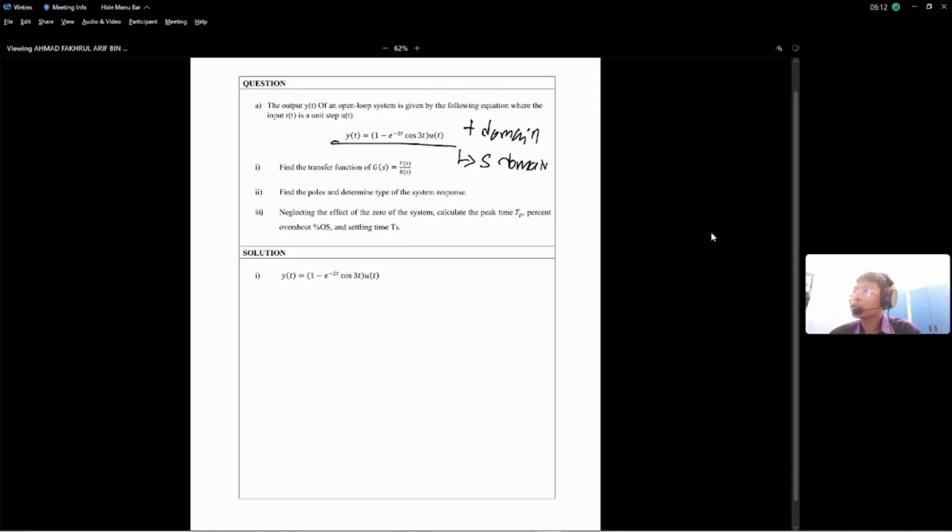Okay, so I will show you how to change this to s domain. First of all, you need to do the Laplace transform. So from this equation, we do Laplace: 1 is equal to u(t), substituting back in, and e^(-2t) cos 3t, and 3t in u(t).